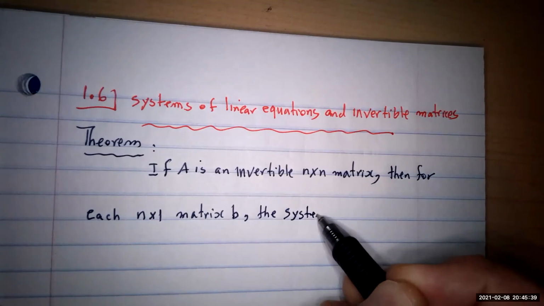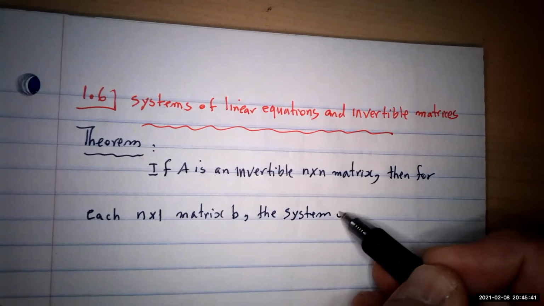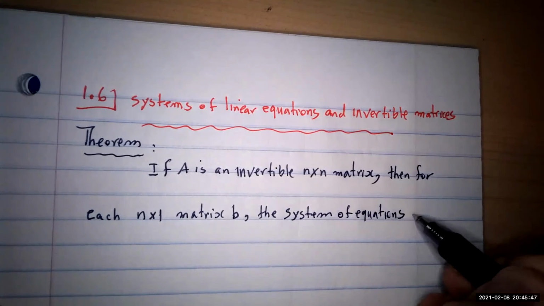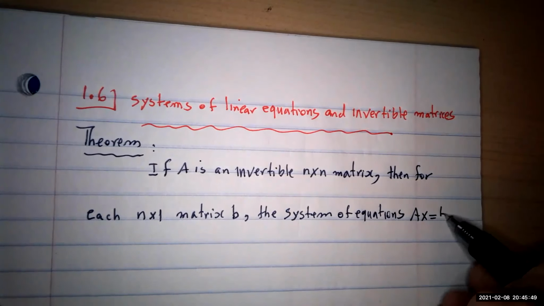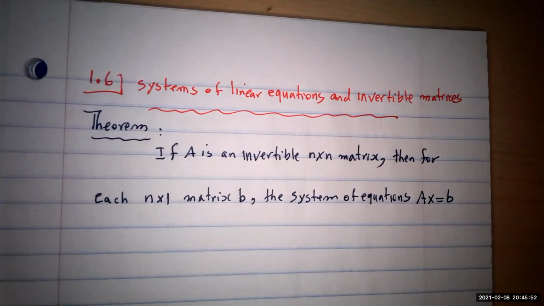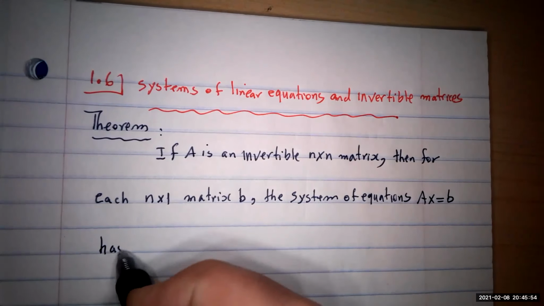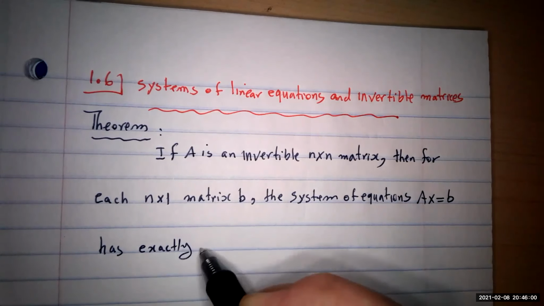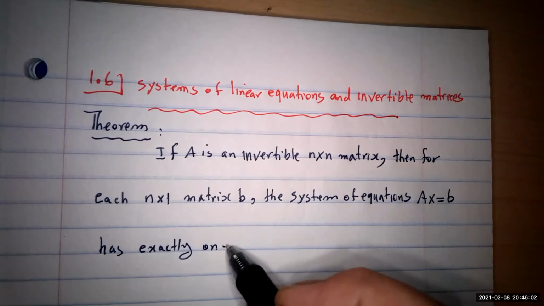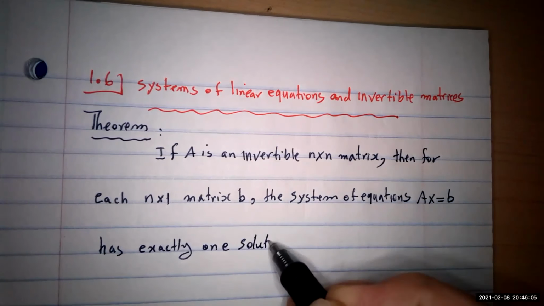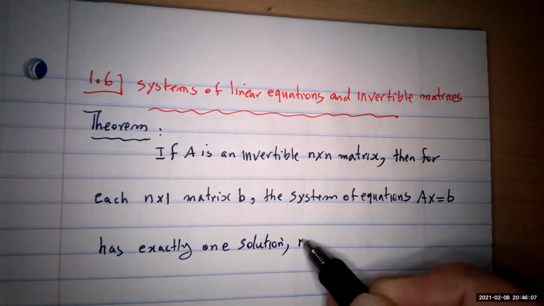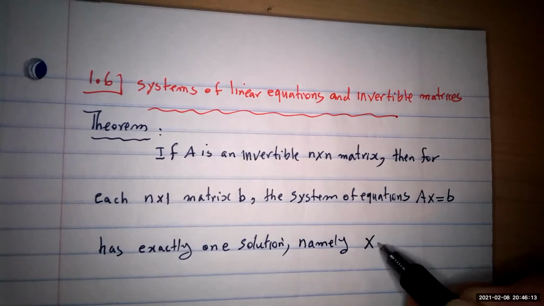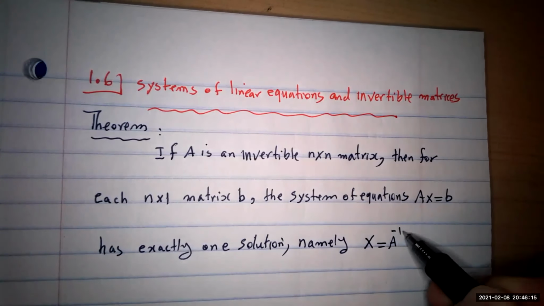of equations written in matrix form, AX = B, has exactly, uniquely, one solution, namely, what is that solution? The solution would be X = A inverse B.